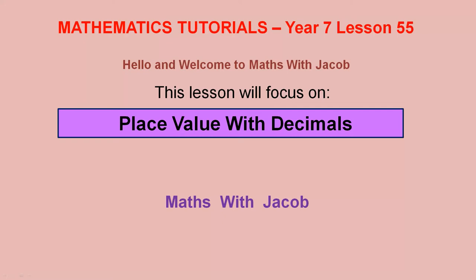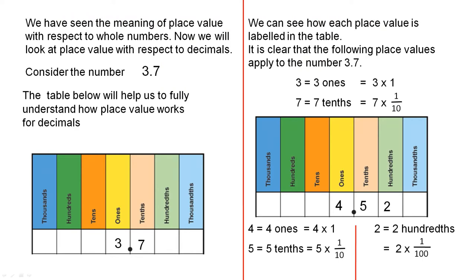This lesson will focus on place value with decimals. We have seen the meaning of place value with respect to whole numbers. Now we will look at place value with respect to decimals. Consider the number 3.7. This is a very basic example and it's a good place to start. The table below will help us to fully understand how place value works for decimals.